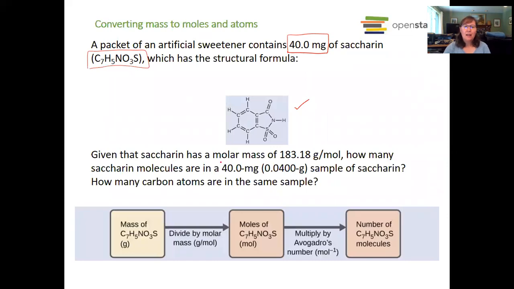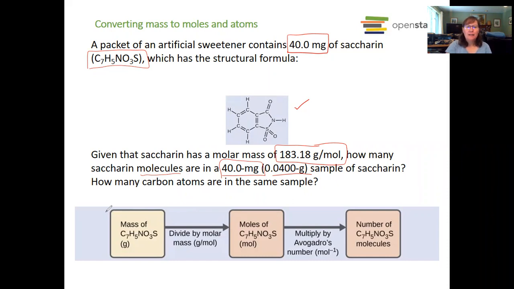It says, given that saccharin has a molar mass of 183.18 grams per mole, how many saccharin molecules are in 40 milligrams? And it even gives you a conversion here, 0.0400 grams sample of saccharin, and how many carbon atoms are in that sample. Okay, so let's take a look at what this would be. First of all, there's a whole bunch of questions in here. And the first one is how many molecules are in this sample? So first, we have to go from mass to moles to molecules.